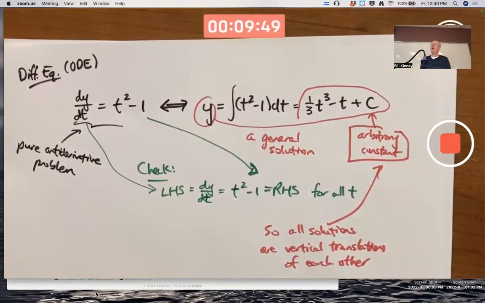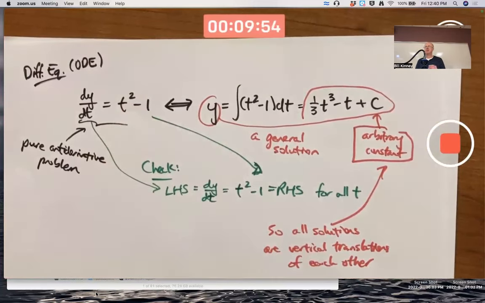And that's going to happen with any pure antiderivative problem, where the right-hand side only depends on the independent variable t. But we saw a couple of examples on Wednesday where the right-hand side only depended on the dependent variable. We called that p, the population. K times p, that was the exponential model. And the logistic model was p times (1000 minus p). But it depended on p, the dependent variable for the function.